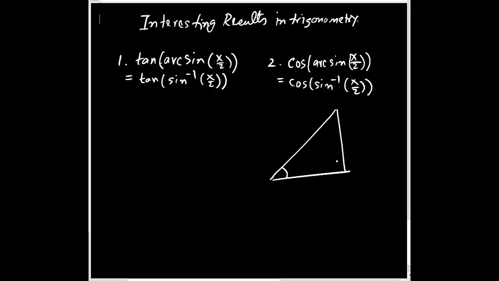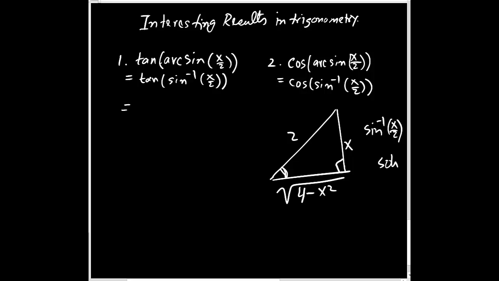I'm just taking a right triangle with a reference angle here. So then we can say this is opposite, adjacent, and hypotenuse. Now we have sine inverse x over 2. So then we know it is actually coming from SOH. So opposite is my x and the hypotenuse is 2. Now if you apply the Pythagorean, then you will see this is the square root of 4 minus x squared.